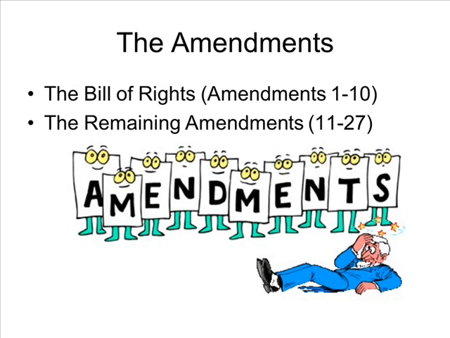So the amendments that we have to finish out and round out the Constitution are the Bill of Rights, which are the first 10 amendments, and then the remaining amendments, which are amendments 11 through 27. So that's all you have to know about the structure of the Constitution. Pretty simple and straightforward.